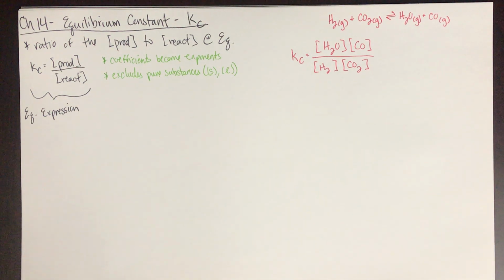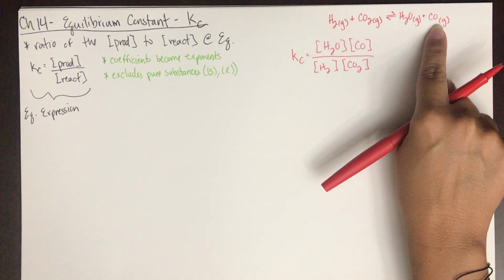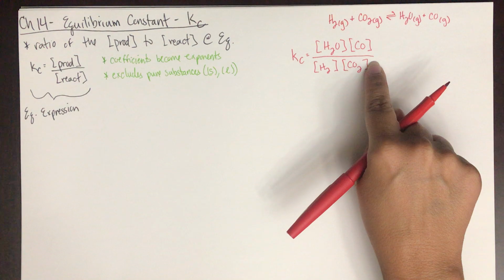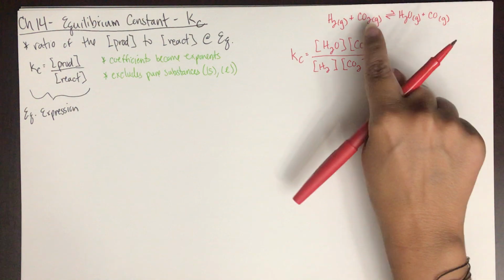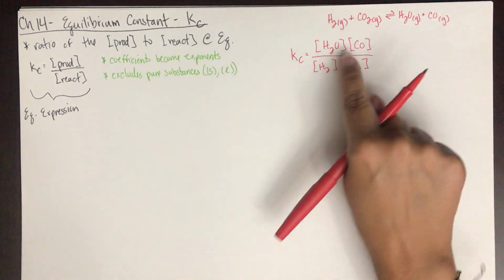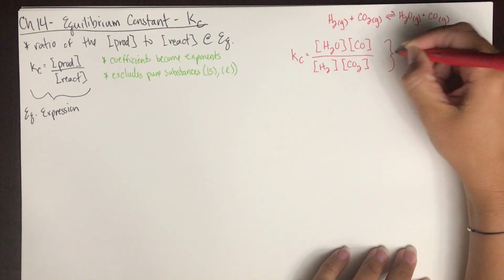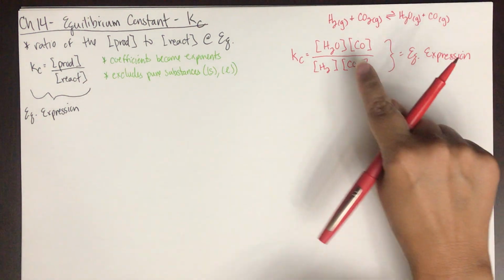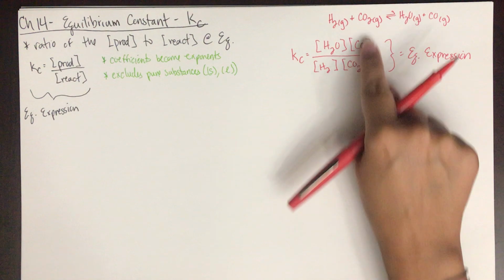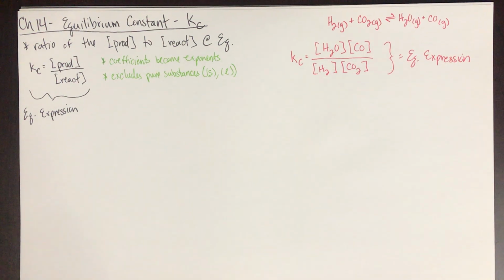Again, we followed all the rules. Coefficients became exponents, so all of these have a coefficient of 1 that's not showing. All of these have an exponent of 1 that's not showing. It excludes any pure substances like solids and liquids, which we don't have any here. So this is the equilibrium expression. If we had actual values for these concentrations, we would plug them in. The number that we would get, the Kc, that would be the equilibrium constant. So we'll look at that again in a minute.